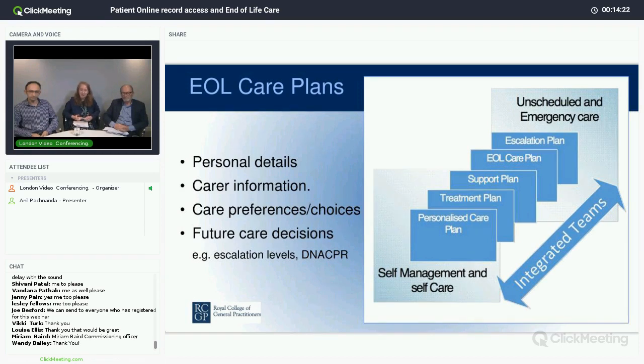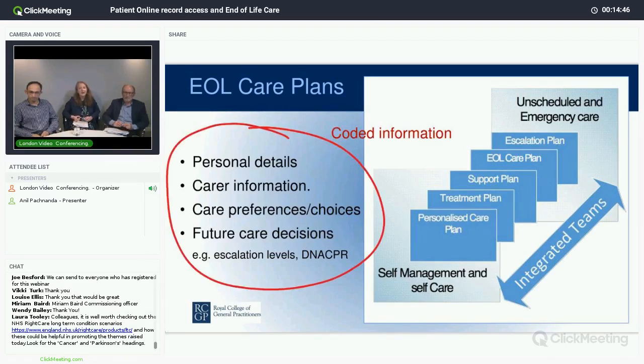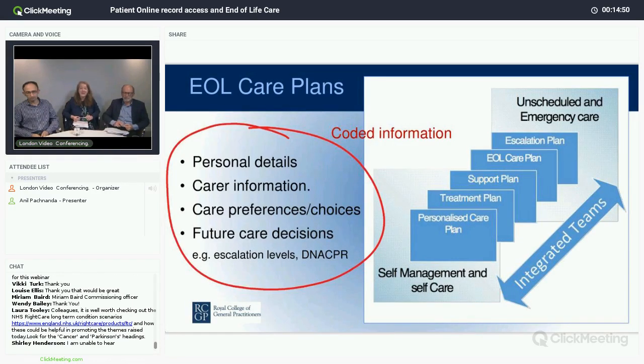Care plans, there's lots of different types up there and lots of different ways of doing this, but they tend to have the person's personal details in. Care information, incredibly important there. Their care preferences and choices, and any future care decisions they may want as well. And this will often involve things like DNA CPR if it's been decided the person is not for resuscitation. Some areas around the country will be using a system called EPaCCS. And EPaCCS is just a way of coding this information really, and then sharing it.